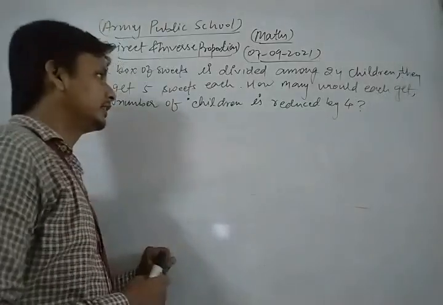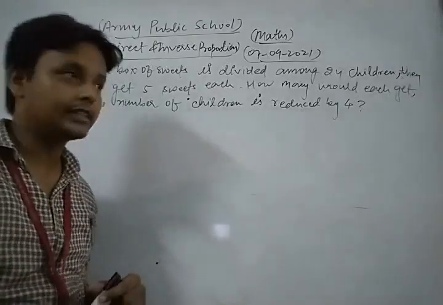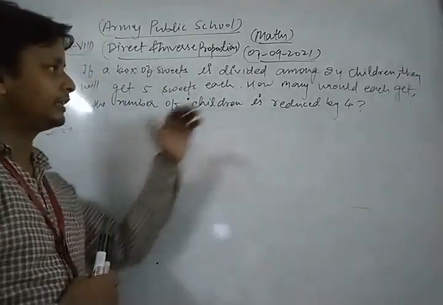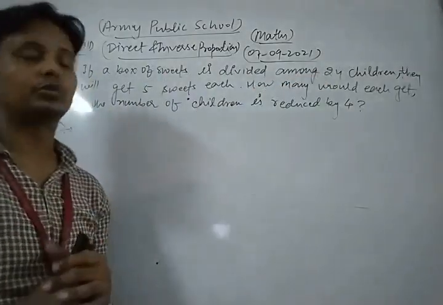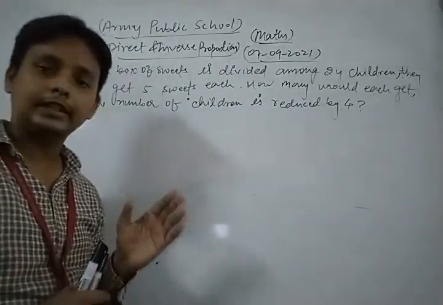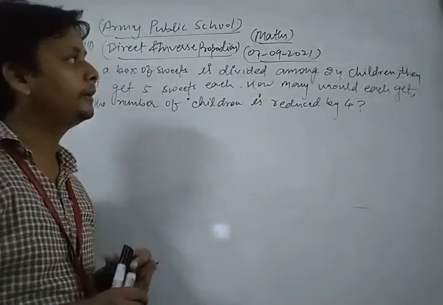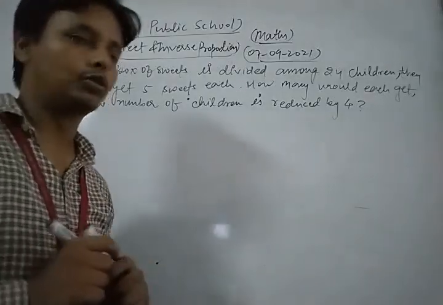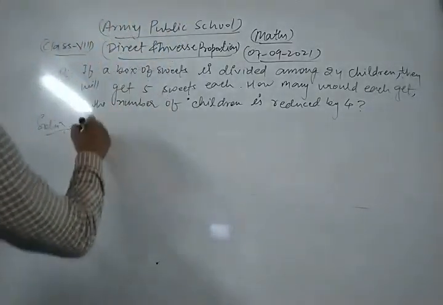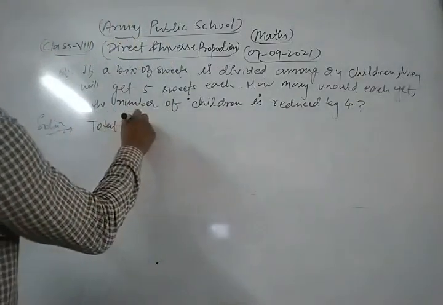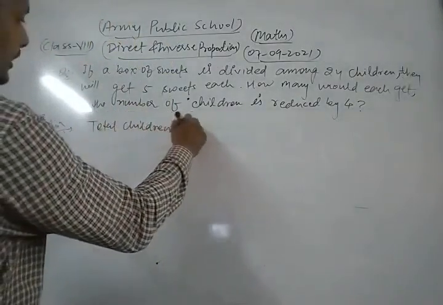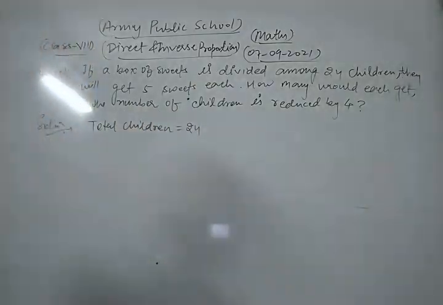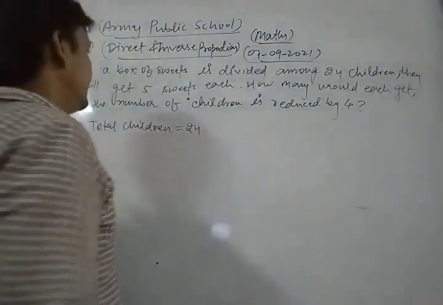So dear students, here if the number of children increases, then each gets fewer sweets, and if the number of children is reduced, then each gets more sweets. So in this way there is an inverse proportion between the number of children and sweets. So first of all we write the total children, which is 24, and they get 5 sweets each.